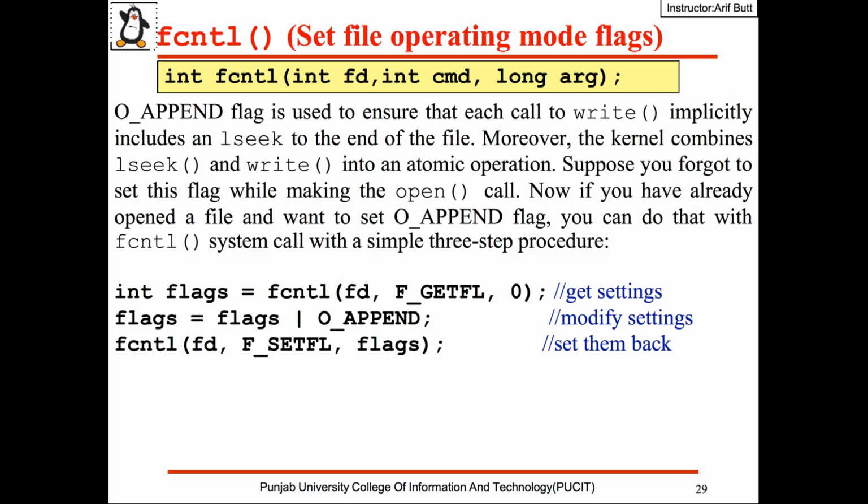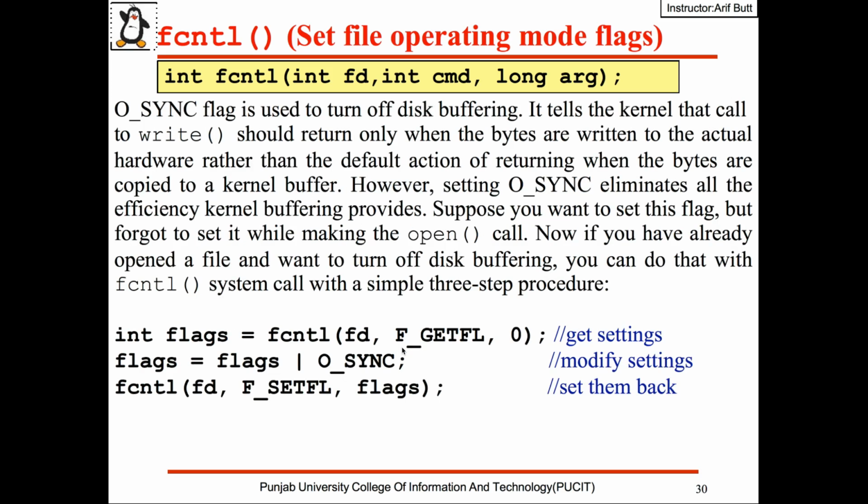Suppose you wanted to use this flag, but you forgot to set it while making the open system call. So what you're going to do is use F_GETFL over here. fcntl will return the flags, and then you will bitwise OR this with the O_APPEND constant. You get the setting, you modify the setting, and then you set them back using F_SETFL over here and the flags value over here. And the way you can set the O_APPEND flag, similarly you can set the O_SYNC flag as well in the same fashion.